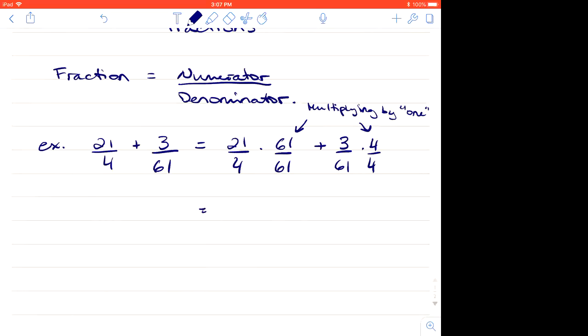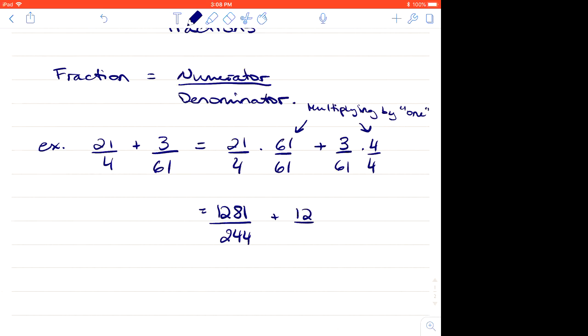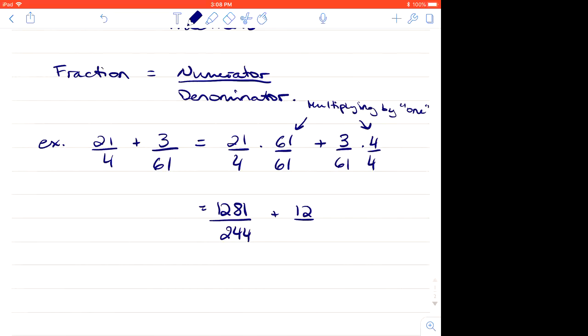Okay. But then to multiply these, right, we have to multiply before we can add or subtract. So that stays true, right? So we have to multiply these, and we just multiply across. 21 times 61 stays on the top, and then 4 times 61 is on the bottom. So we have 21 times 61. It's going to be huge. 1281 over 4 times 61 is 244. Plus, I know 3 times 4 is 12, over, and I know that 61 times 4 is the same as 4 times 61, right? So I already know that it's over 244. Mostly because that was the name of the game, right? Getting that common denominator.